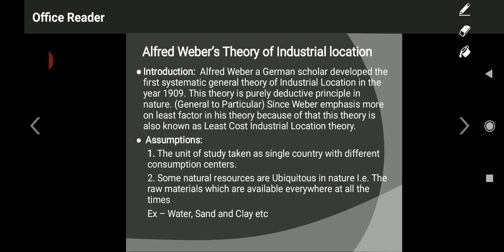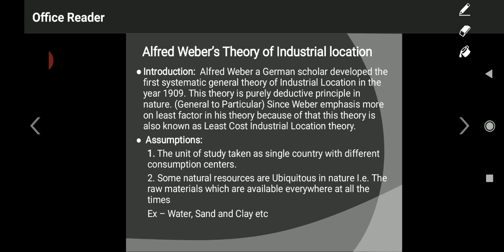Now, coming to the next important part of the third unit, that is industrial location, that is Alfred Weber's theory of industrial location. Look at the introduction. Before going to the introduction, let us understand about the Weber's theory. Alfred Weber is an eminent economist, and according to him, you have to understand how industries are located in a particular place.